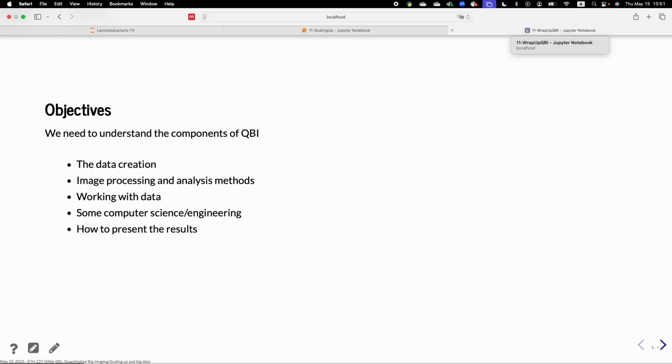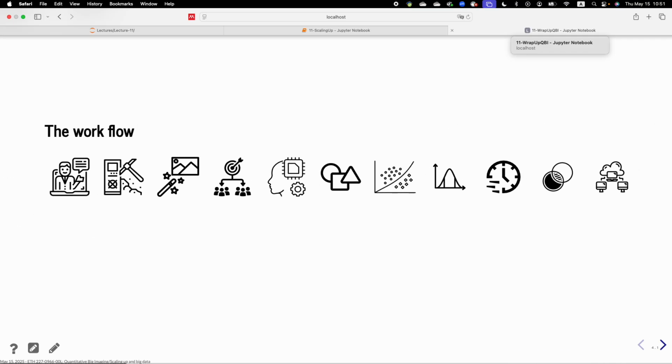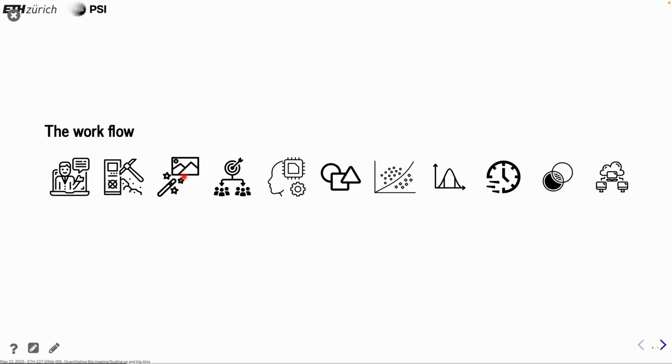So we need to understand the components of quantitative big imaging, so how the data is created, image processing methods, and how to work with the data. We also need to have at least some understanding of computer science and engineering, and finally, how to present the results, because in the end, you want to sell what you have produced. So this is the workflow where we look at images, we look at data, we look at filtering, we do segmentation and analysis of shapes, we do statistical analysis, and then we look into some extra specific tasks where we look at time series analysis or even combining data from different sources. And finally, today we looked at how to work with the computing.